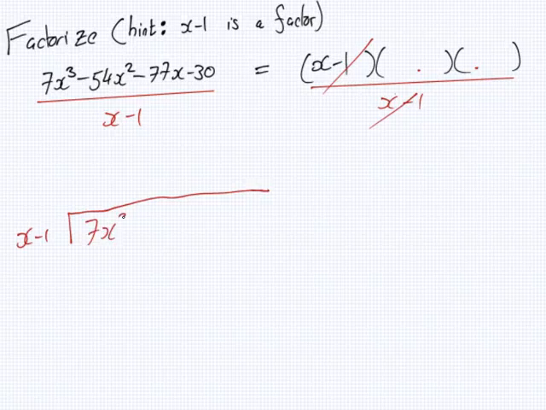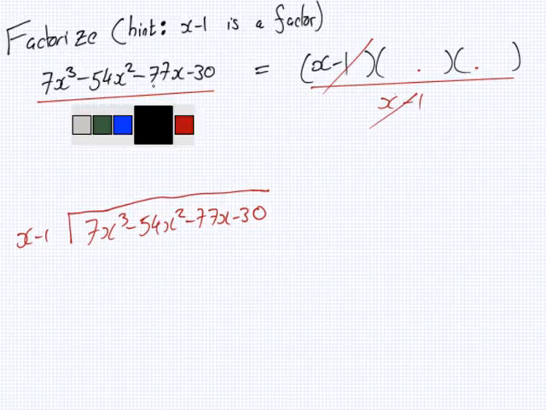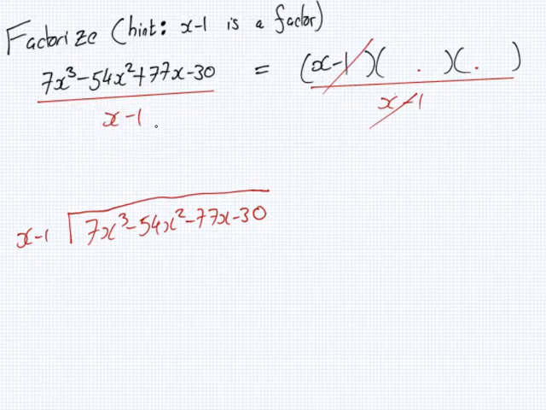Okay, we'll do this one together. 7x squared, isn't it, minus 77x? Is it right? Oh sorry, I miswrote the question, thank you. It's a plus, yeah. So it's 7x cubed minus 54x squared plus 77x minus 30. That's what I have. Yep. Great.